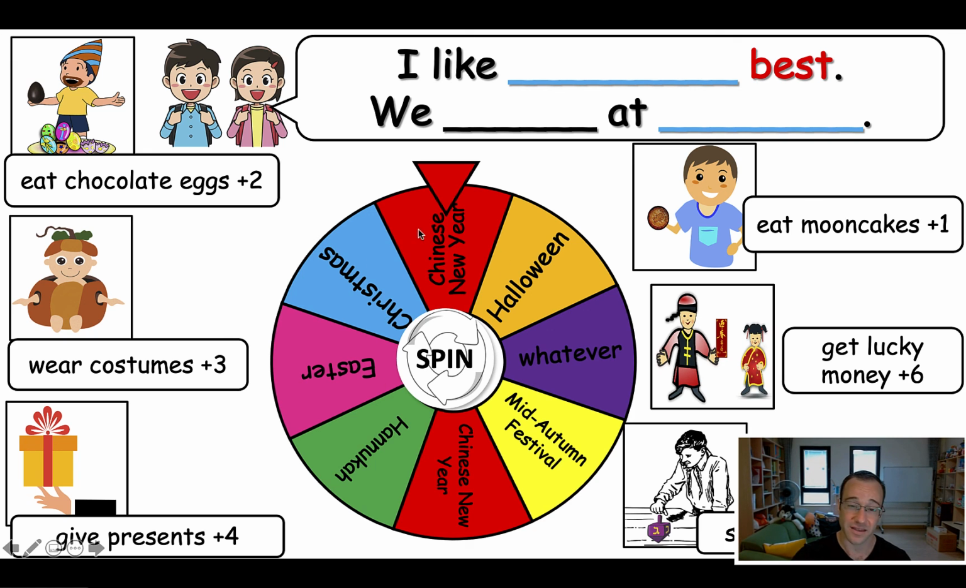Okay, or it could be that, for example, Chinese New Year's on here twice, but it's different colors. Or Halloween's on here twice, but there's different color ones for Halloween. So if they land on Halloween, they might land on the 5-point Halloween or the 6-point Halloween or the 2-point Halloween or whatever you want. Okay, but there's a lot of ways you could adjust this type of template to suit a different type of class.